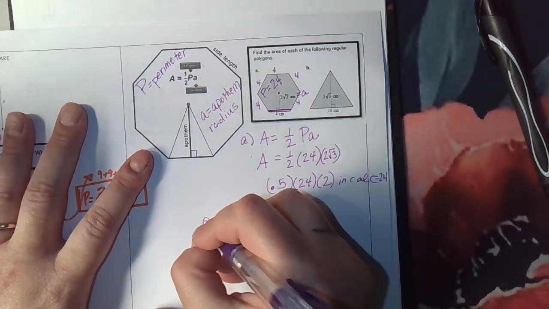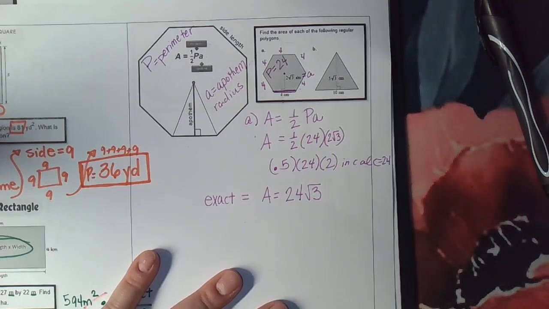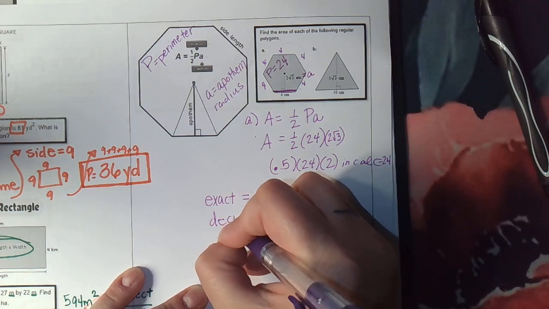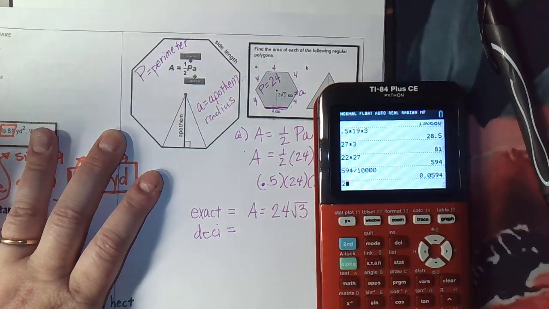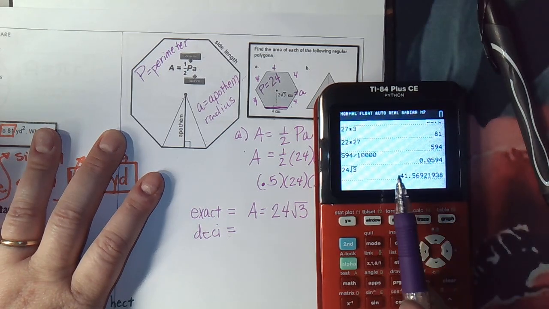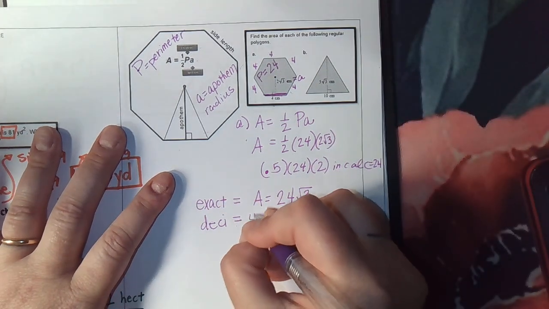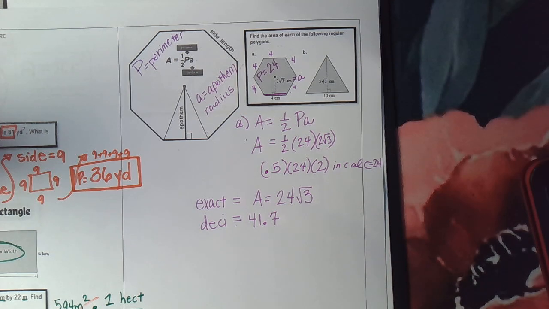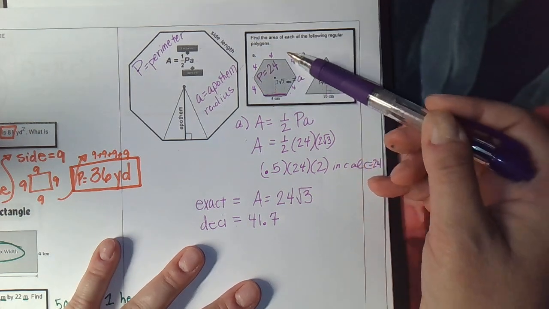This is called the exact answer, if your homework was looking for it. If your homework is looking for a decimal, that's when we actually type this in. 24 square root 3. 41.7. And on your homework, you need to see what they want you to round to. Okay, what measurement was this? We were in centimeters.